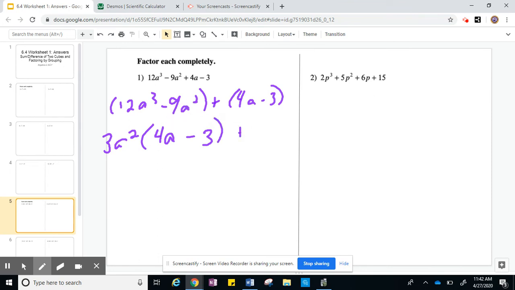And then this one right here, I actually can't factor anything out of this. There's no GCF. The GCF is actually 1, so we're really just factoring out a 1. So I'm going to write that. So 1 times 4a minus 3.